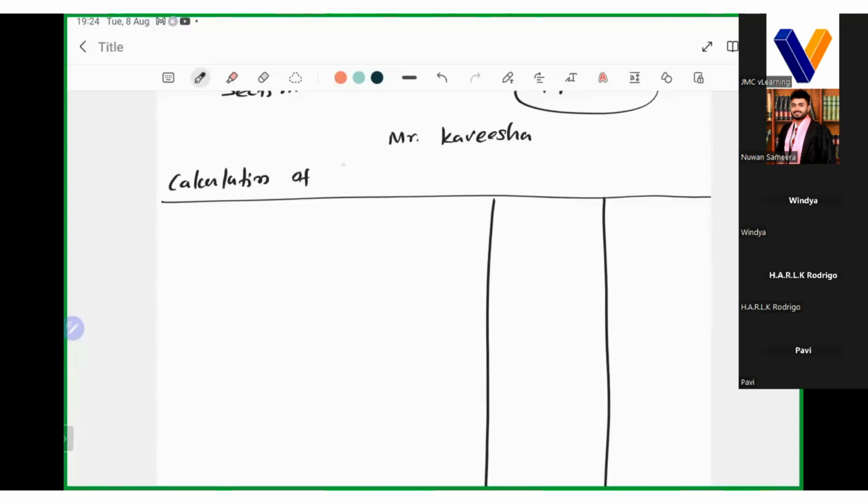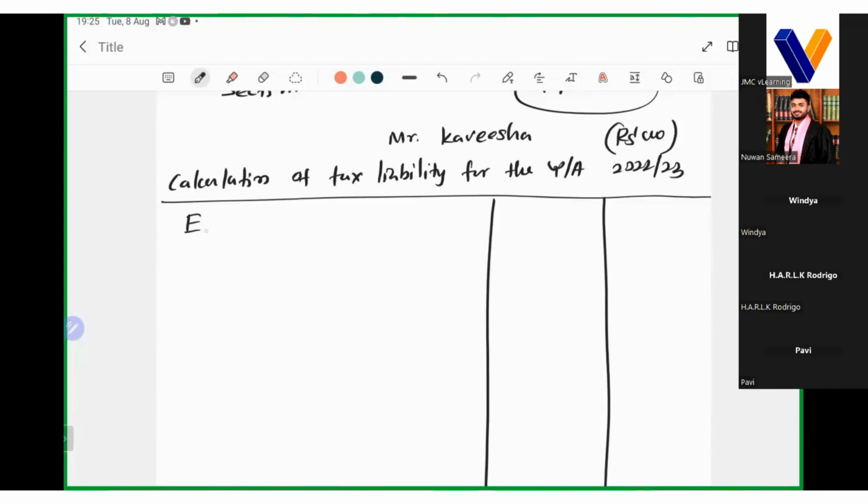Calculation of tax liability for the year of assessment 2022 and 2023. That is the year of assessment applicable in your exam. So I will use rupees in thousand here, right?